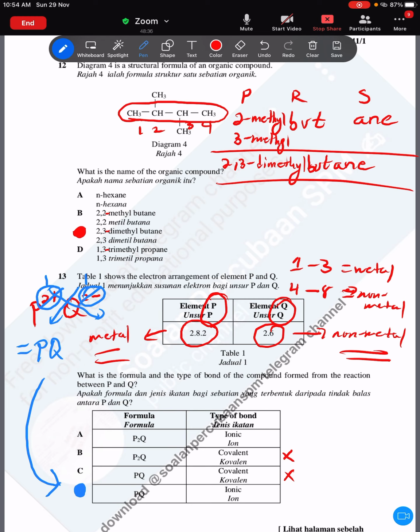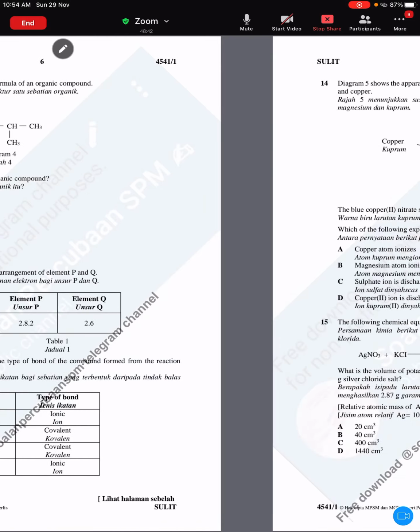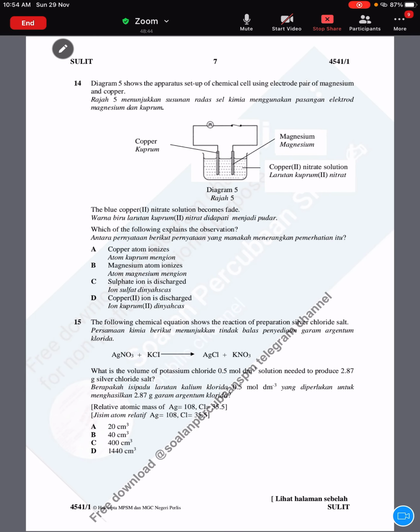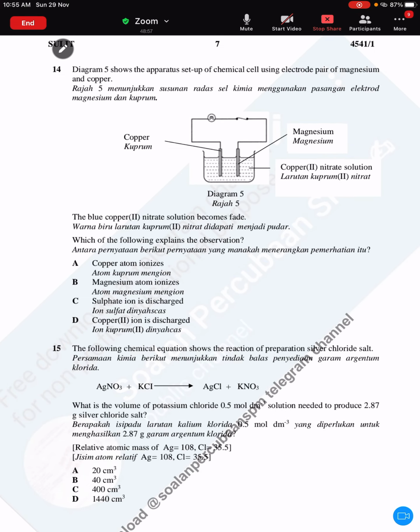Next question will be... I DM you, tepi. Pagi kot, baru lepas subuh weh. So what do you expect? Semua tengok jam. Baru lepas subuh pukul 11 pagi. Dia mazhab mana ni?